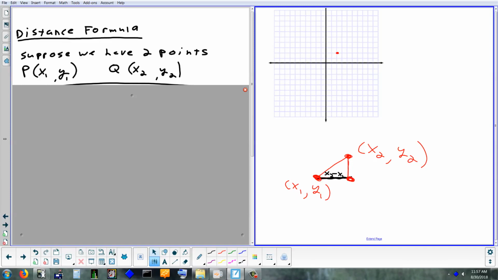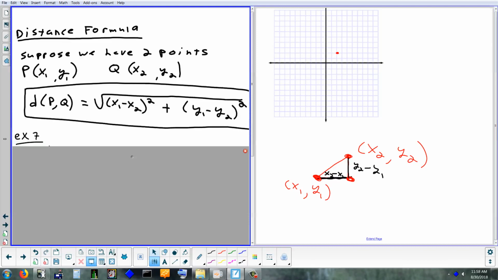How would we find the height? What would be my calculation to find the height of the triangle? Yeah, y2 minus y1. We just do y2 minus y1. So y2 minus y1, x2 minus x1. There's the two sides of the triangle. We just fill them into the Pythagorean theorem.